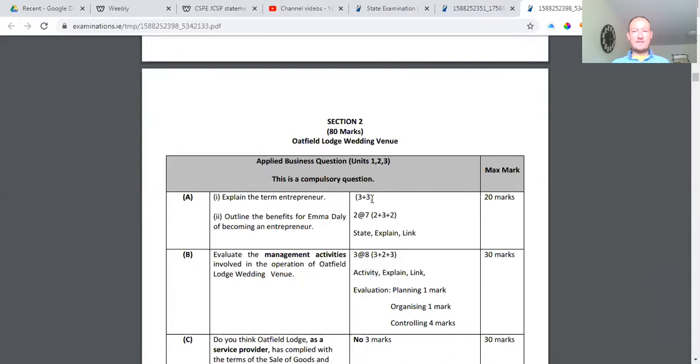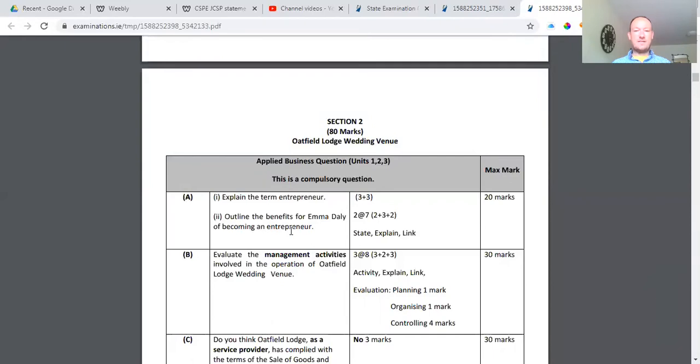So you have to use a bit of maths in your head. Then there's 14 marks going for the rest. Okay, and then you have to think to yourself, how might that be broken down? If they're asking you to outline the benefits for Emma Daly of becoming an entrepreneur, you need to have a list in your head of the benefits of becoming an entrepreneur. So that means you need a list of states. If you don't have the states, you won't be able to explain, and then you won't have examples. So you need to learn off your states first for important sections throughout the course.